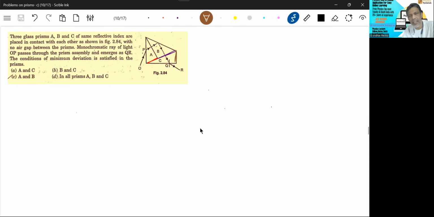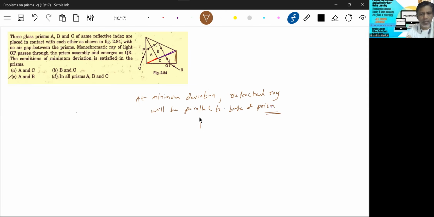So what is the basic condition? At minimum deviation, the refracted ray will be parallel to the base of the prism.